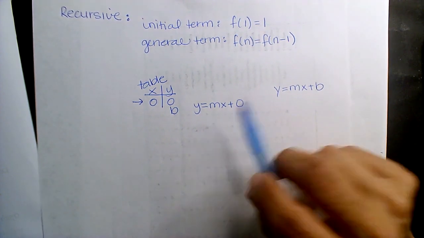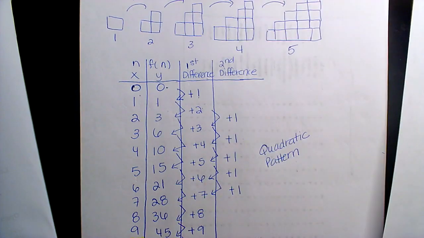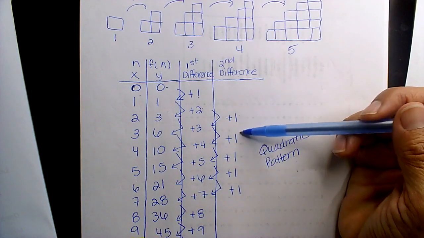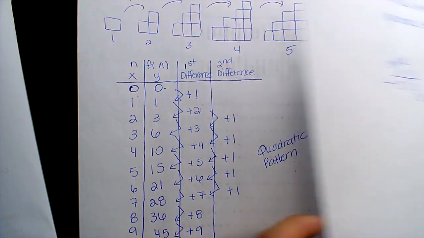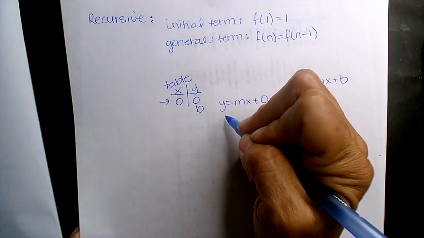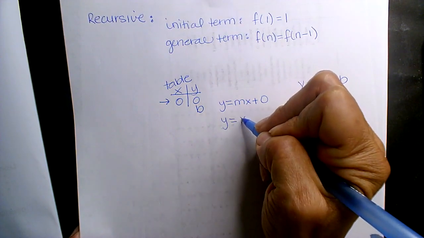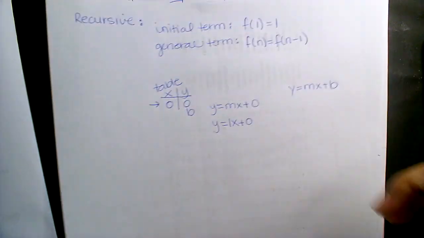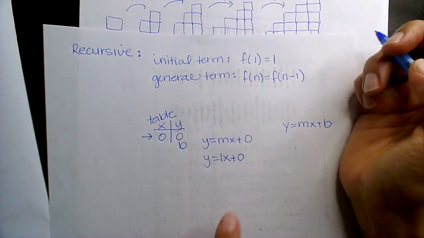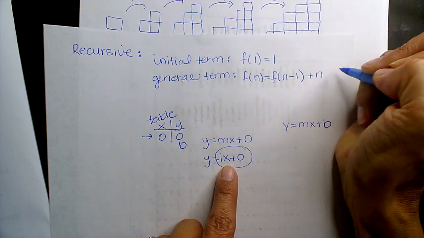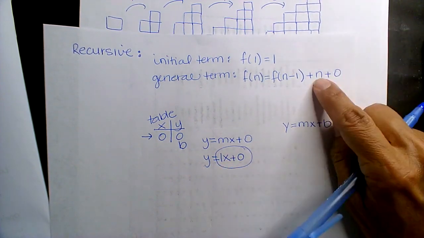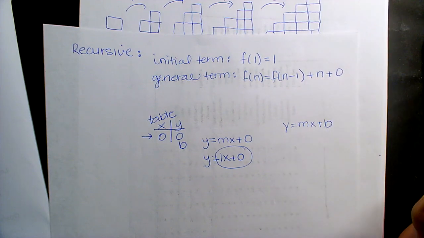Okay, and now what's your slope? It's your second difference. And so what is it? That's your slope. It's 1. And so it is just y equal x, or 1x plus 0. So what would I put here for the general term? This, but with an n, plus n, and then you could put a plus 0, or you could just put a plus n.